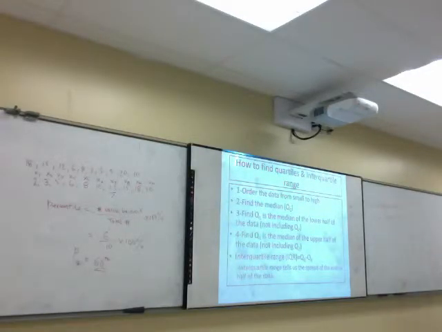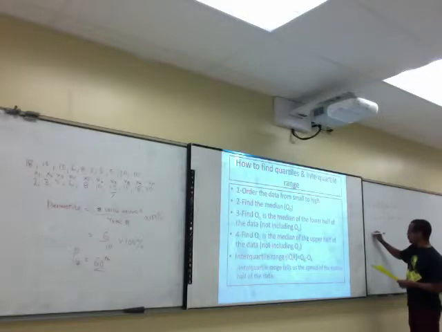So the first thing that is easier to find is Q2. Q2 is the median, right? If you try to find Q1 first, you'll spend the whole time. The first thing you want to tackle is Q2, because Q2 is the 50th percentile, and it's the median. So Q2 equals the median.